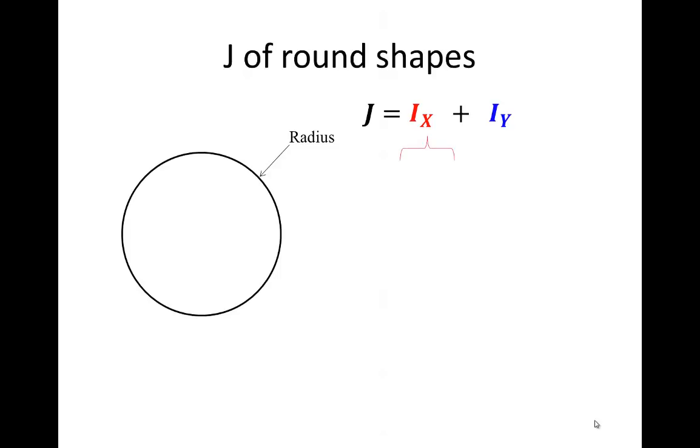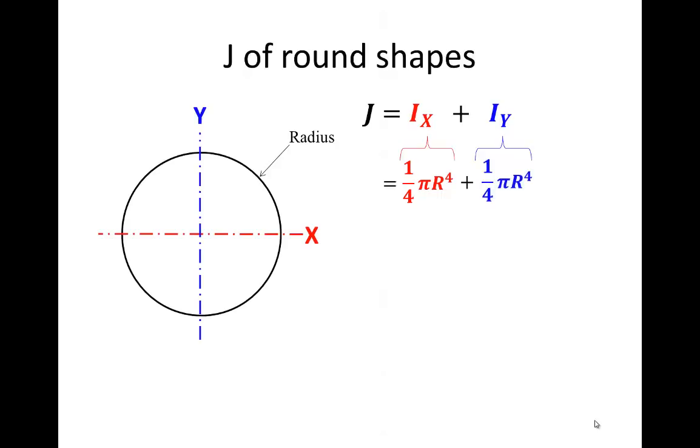Ix is the moment of inertia for bending about this axis, and for round shapes is 1/4 pi r to the 4th. Iy is the moment of inertia for bending about this axis, and for round shapes is the same as Ix, 1/4 pi r to the 4th. 1/4 plus 1/4 is equal to 1/2. So J for a round shape is 1/2 pi r to the 4th.